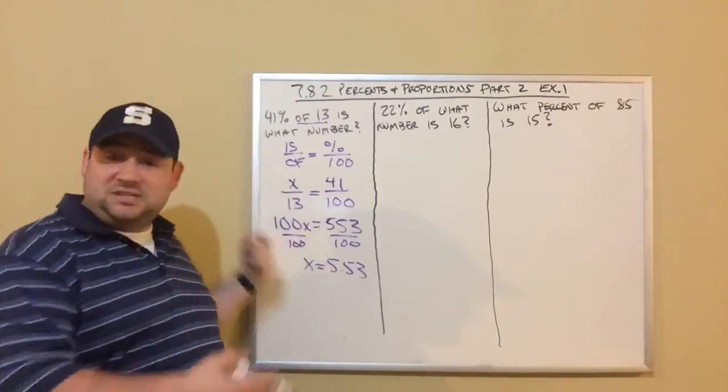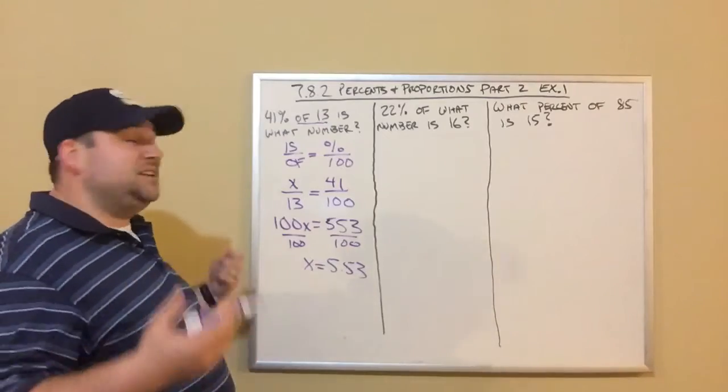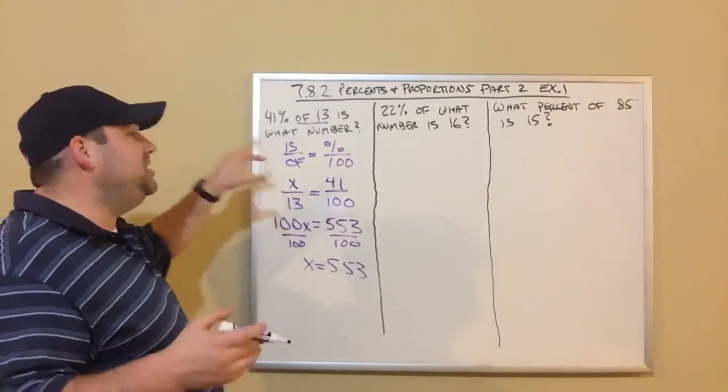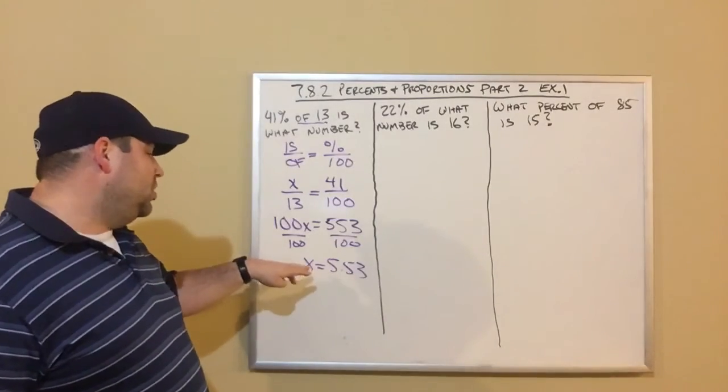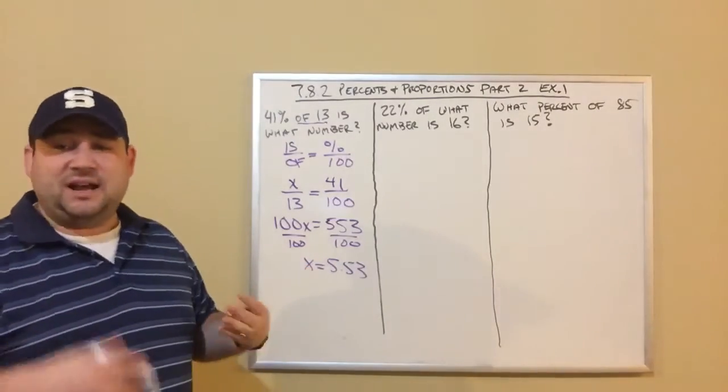Because, hey, look, I solved an equation. I should do x equals. Yes, that's true. You solved an equation. But that's only because we use an equation to figure out the answer. Our final answer is just going to be a number. It's not going to be x equals.